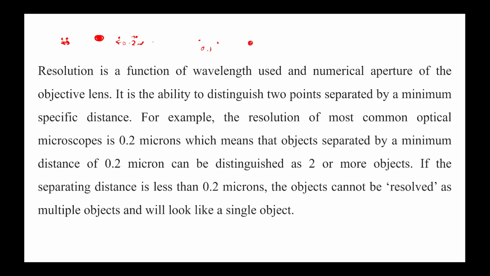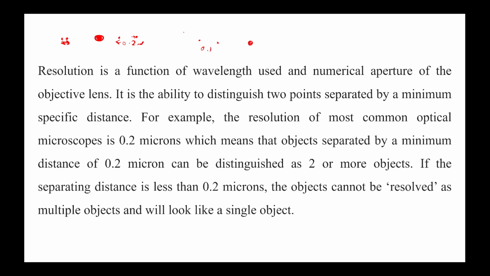Okay. So if the separating distance is less than 0.2, the object lens cannot resolve it as multiple objects and it will look like a single object. So basically, these 2 points will not look like two separate points, they will look like a single point. But if these 2 points have 0.2 micrometer distance, then we can see it as two different points.